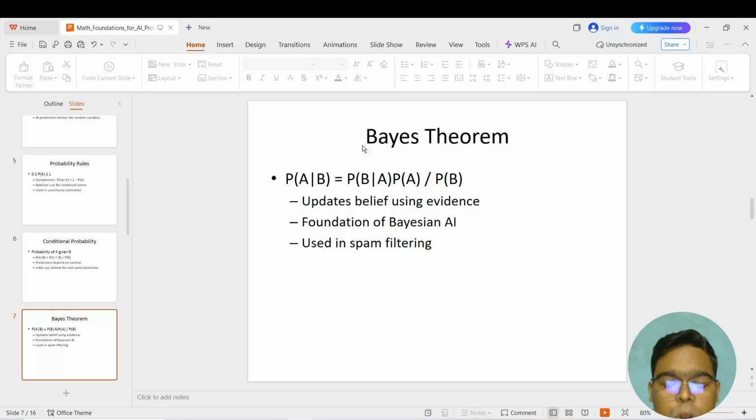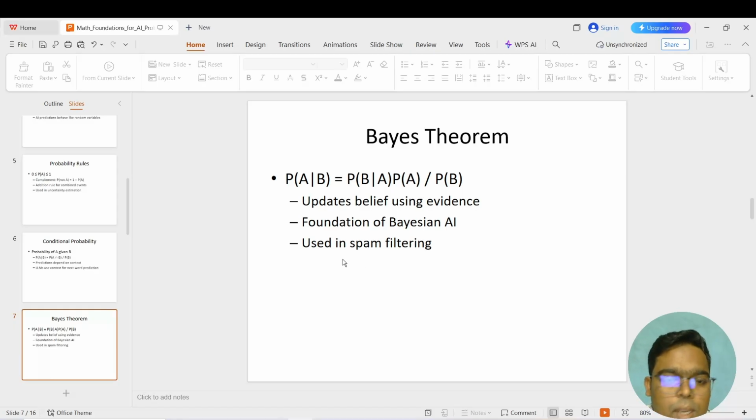And you can see the next slide, which is nothing else but Bayes theorem. That is also very important because its main idea is used in the naive Bayes classifier, for spam filtering, which your email or Gmail uses to detect whether something is spam or not, using this theorem. So the probability of A happening when B has happened equals the probability of B when A has happened, times probability of A, divided by probability of B. So that updates belief using evidence, the foundation of Bayesian AI, as in spam filtering.